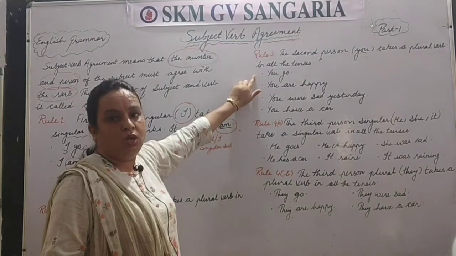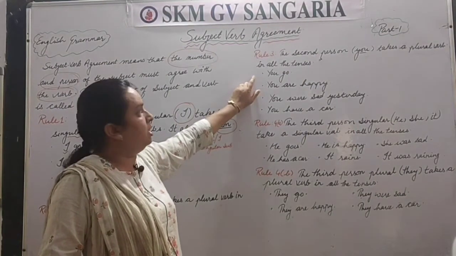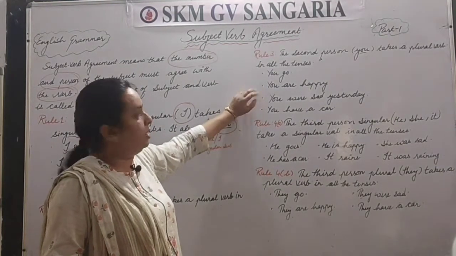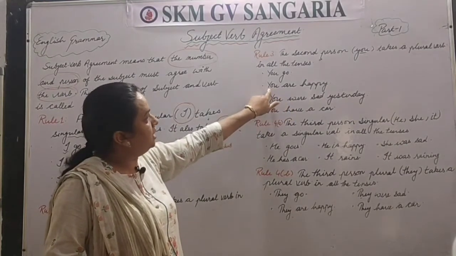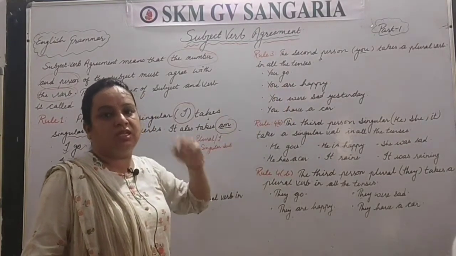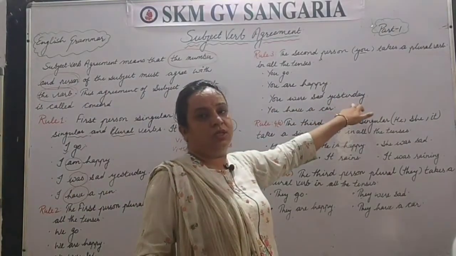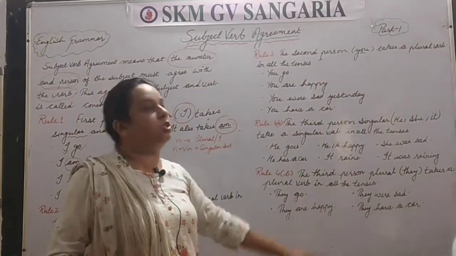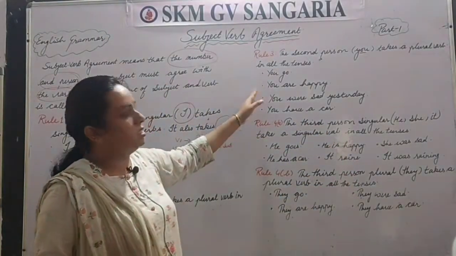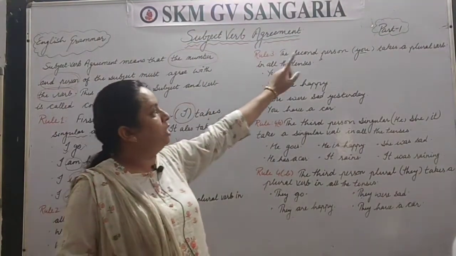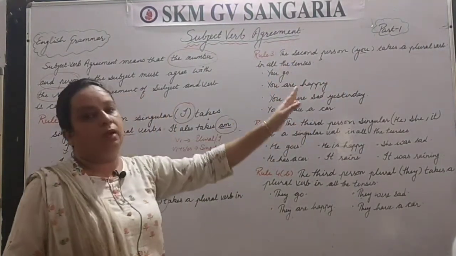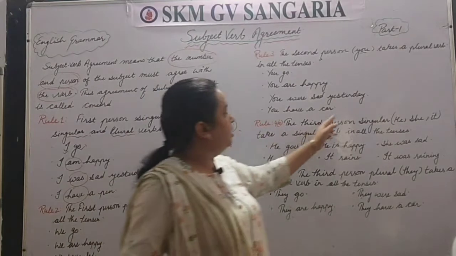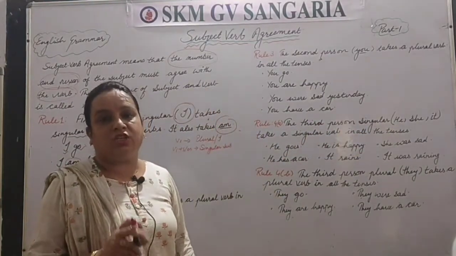For example, you go, which is present simple. You are happy, telling the state in present. You were sad yesterday, telling the state in past. You have a car, showing possession. So in all the sentences I have used a plural verb with you, the second person, singular and plural in both cases. Rule number 4A is the third person singular, that is he, she and it.